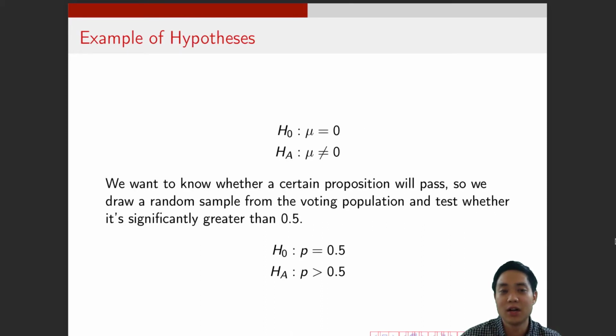So, examples of hypotheses, well, it's just if, for example, a mean is equal to 0 or a mean is not equal to 0. Or, for example, if we want to find out if the proportion is equal to 0.5 or if it's greater than 0.5. If we want to know if a certain proposition will pass, and so we want to know if it's going to be greater than 0.5.